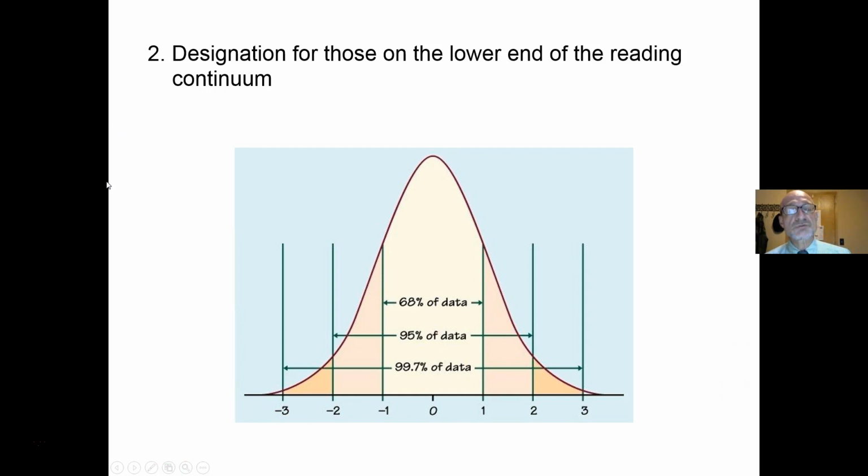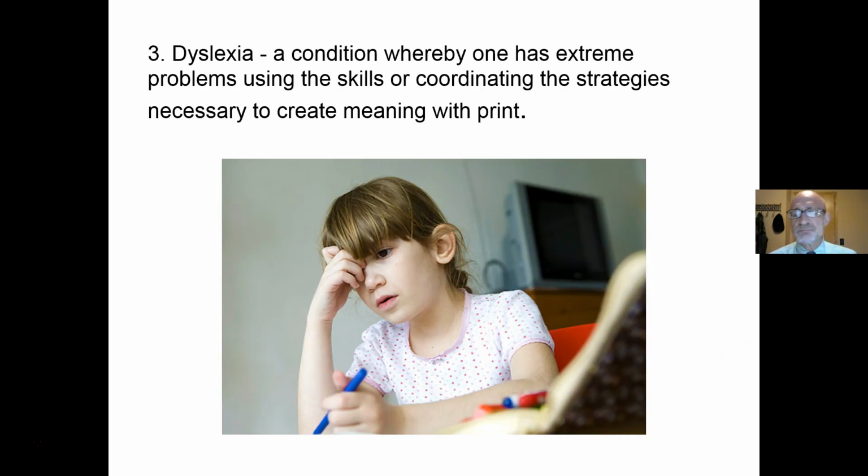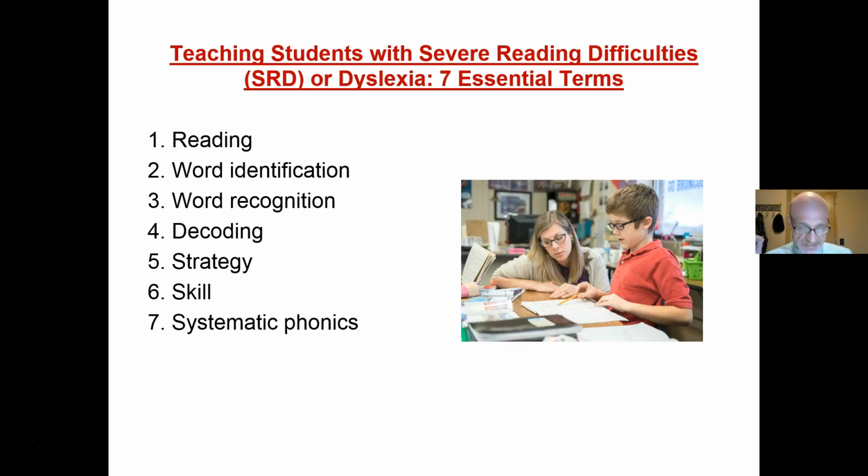The brains of students with severe reading difficulties are not qualitatively different than those of other students. They simply have difficulty learning to read. If you need a definition: a condition whereby one has extreme problems using the skills or coordinating the strategies necessary to create meaning with print. 7 essential terms. Confusion related to these terms is the cause of many ineffective reading interventions and or instruction.